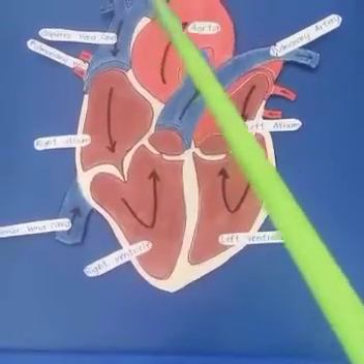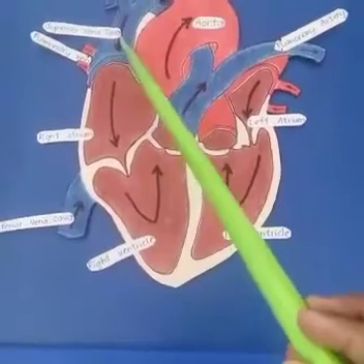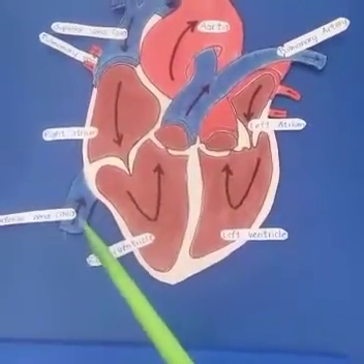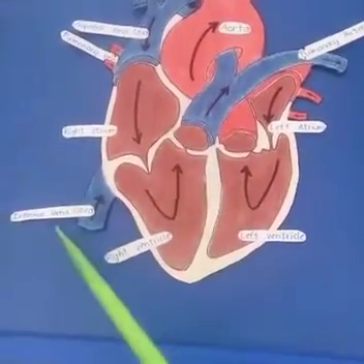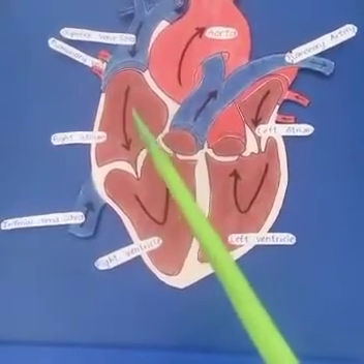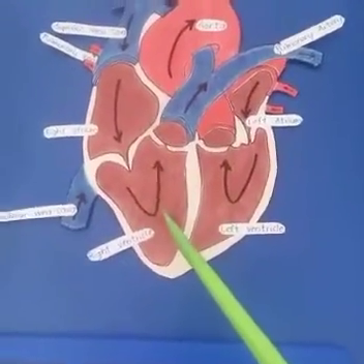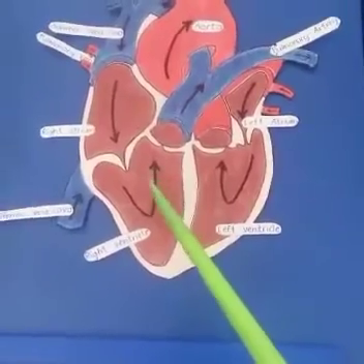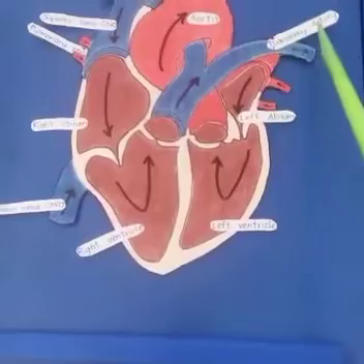The deoxygenated blood from our upper body enters the right atrium through the superior vena cava, and the deoxygenated blood from our lower body enters the right atrium through the inferior vena cava. The deoxygenated blood collects in the right atrium and further moves towards our right ventricle. The right ventricle has thick walls because it pumps the deoxygenated blood towards our lungs for oxygenation through the pulmonary arteries.